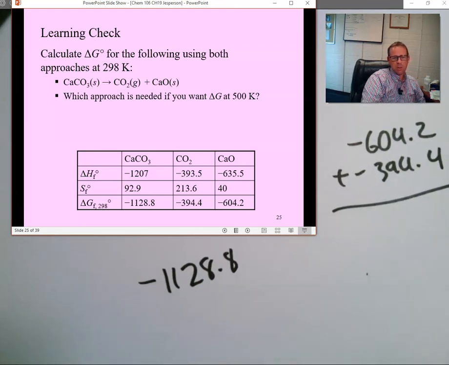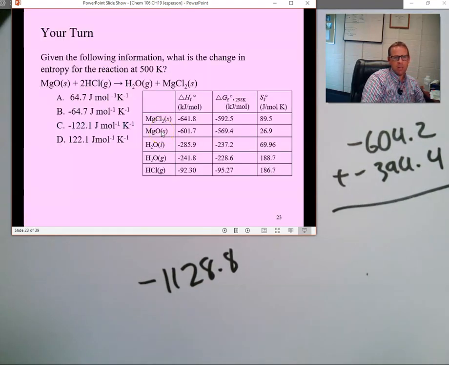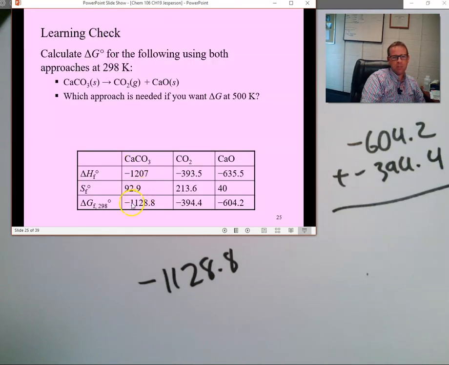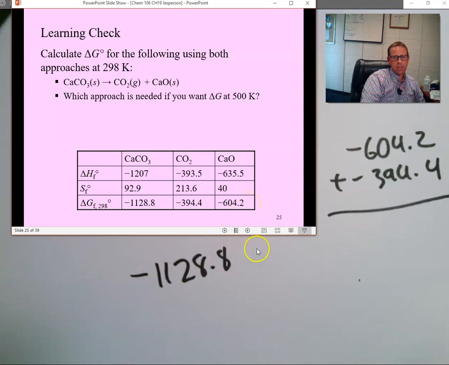Oh, that reminds me. One other thing that we didn't mention or pay close attention to here is that our answer, again, is in joules. We'll see that later on when we have to combine them. But for these numbers here, for delta H, delta G, and delta H, these values are going to be in kilojoules. So negative 1128.8.